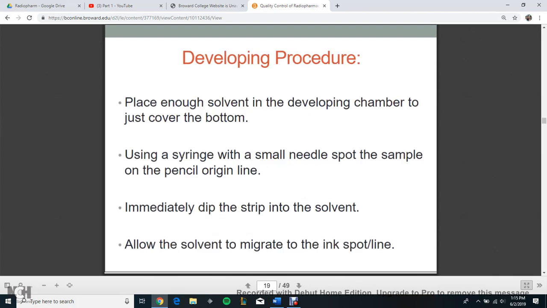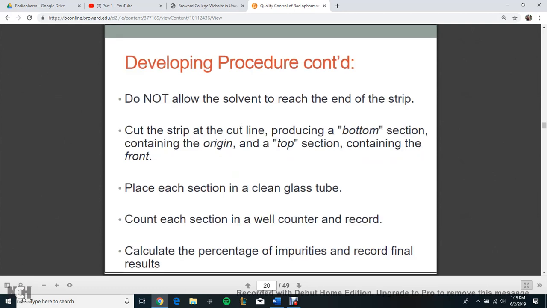Developing procedure. Place enough solvent in the developing chamber to just cover the bottom. Using a syringe with a small needle, spot the sample on the pencil origin line. Immediately dip the strip into the solvent. Allow the solvent to migrate to the ink spot line.